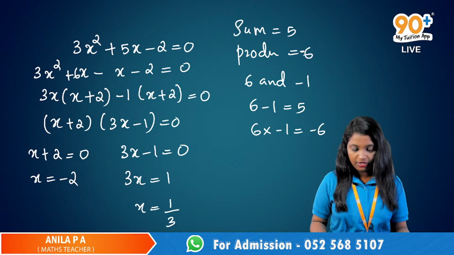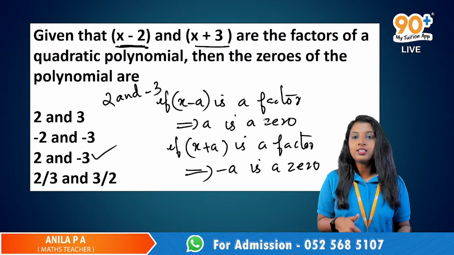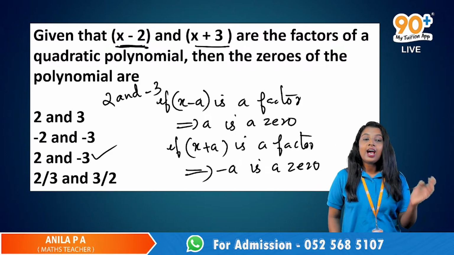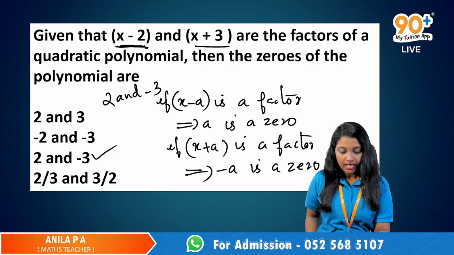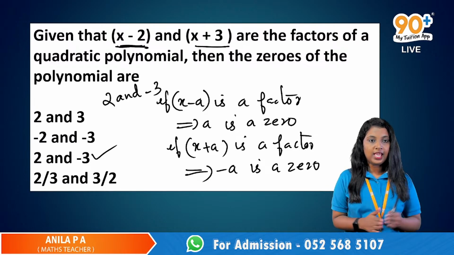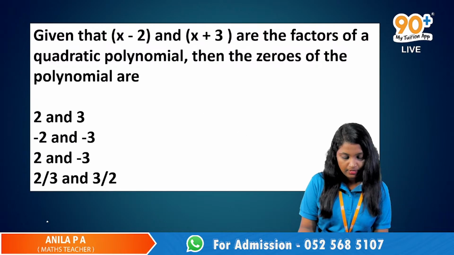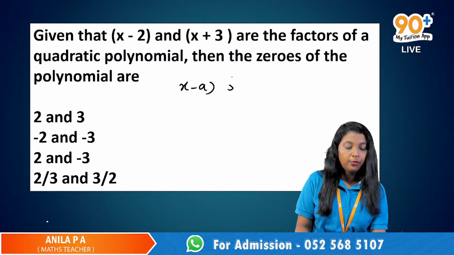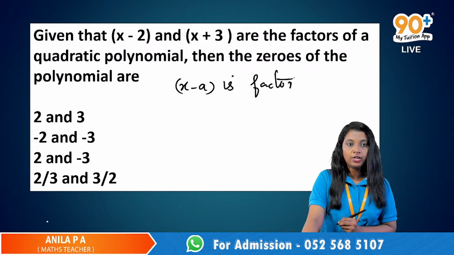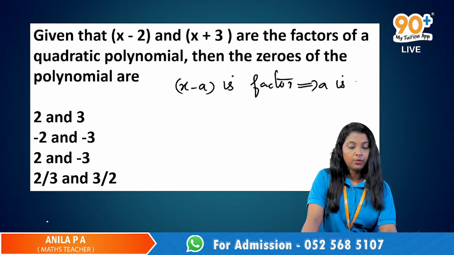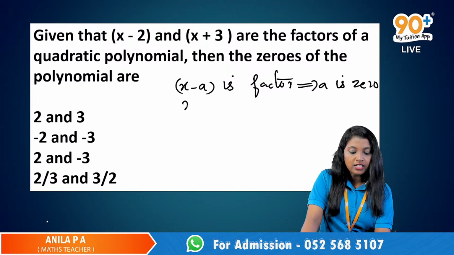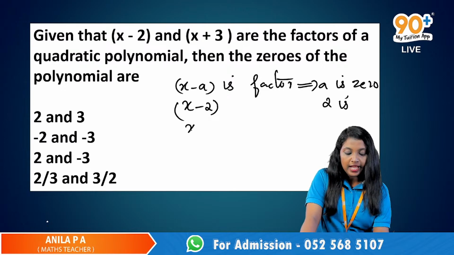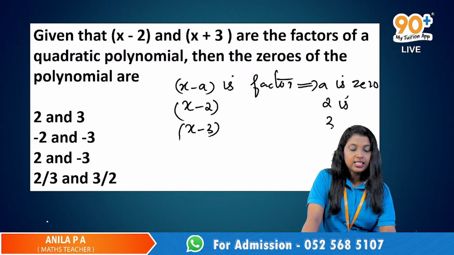Can you explain once more? Which one? I think this one, right? Yes. So we have a theorem in class 9th. The theorem is: if x minus a is a factor of a polynomial, then a is a zero. For example, if x minus 2 is a factor of a polynomial, then 2 is a zero of that polynomial. If x minus 3 is a factor, then 3 is a zero.